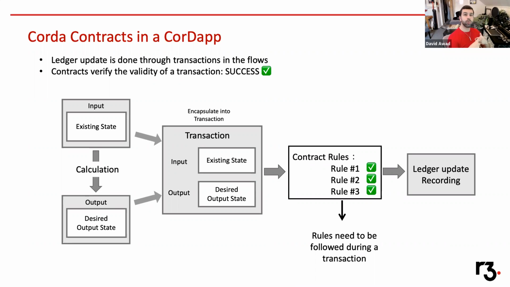And so in Corda, we use the unspent transaction output model, which means that generally we'll have input states that are consumed. Those input states are consumed by transactions. And those transactions, if they consume an input, will produce a desired output. If they do not consume an input state, then they only produce an output. Those are called issuance transactions.